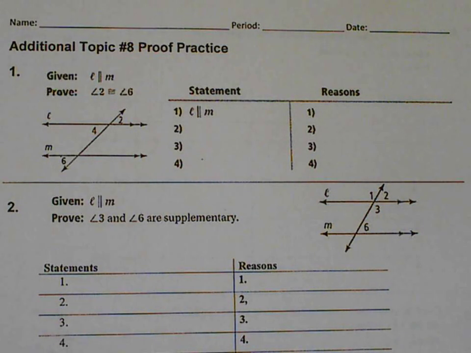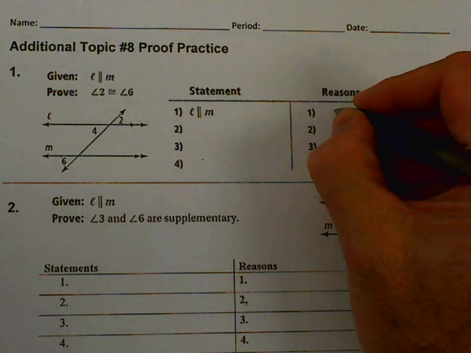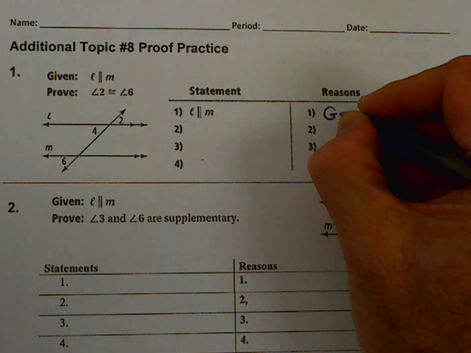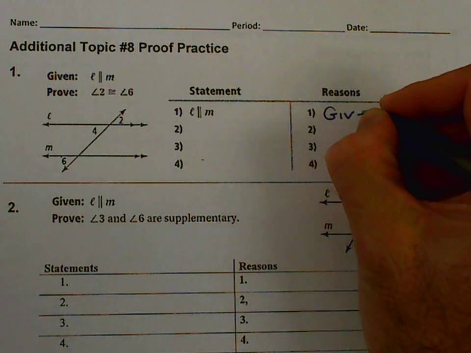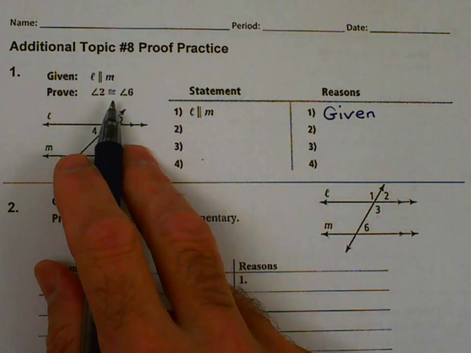Hello, this is Mr. Zanetto, and we're going to go ahead and look at some proofs. This is topic 8, and we have the parallel lines here given to us in this first proof. So we always want to go ahead and state our given and then write that the reason we know this to be so is that it was given. From there, we look at what we're trying to prove.